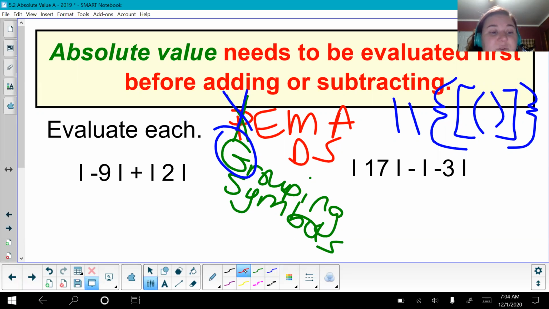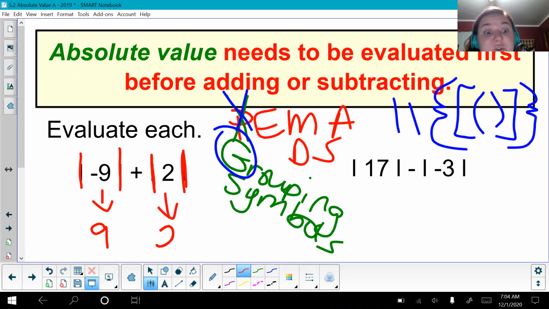So let's look at the first one. The absolute value of -9 is do what's inside of there first. So that means it's 9 spaces from 0. Absolute value of 2, that means it's 2 spaces from 0. Then I can add it. Just like parentheses, you do what's inside of it first, absolute value, same thing. So then you're allowed to add, which is 11.